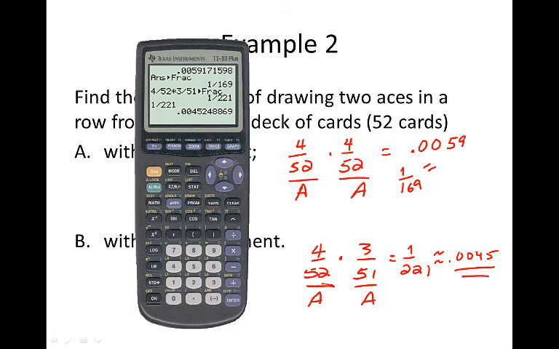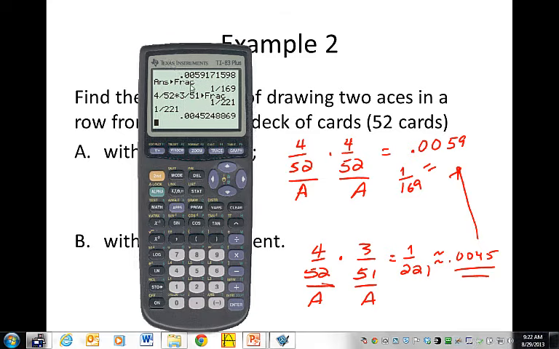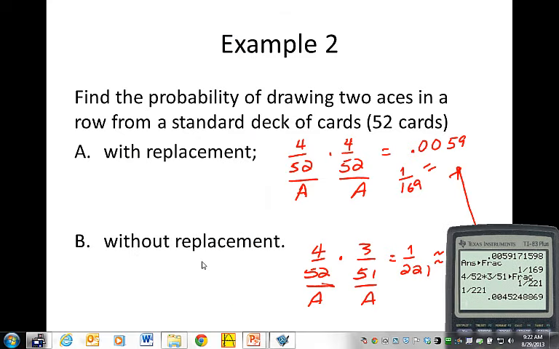And we'd expect it to be a little less likely than this one up here, right? Because I'm not putting the ace back in. I have no chance of getting the ace that I just drew again.